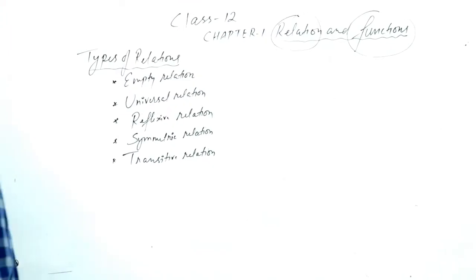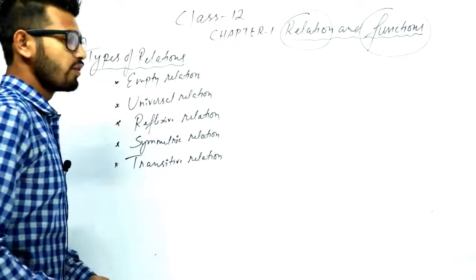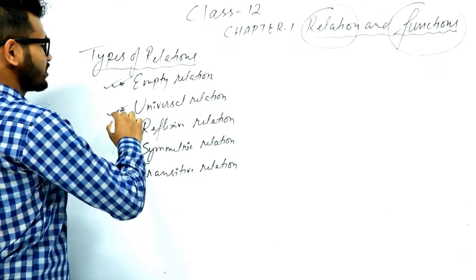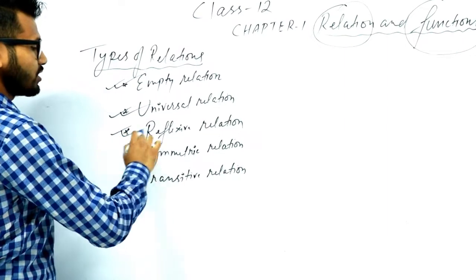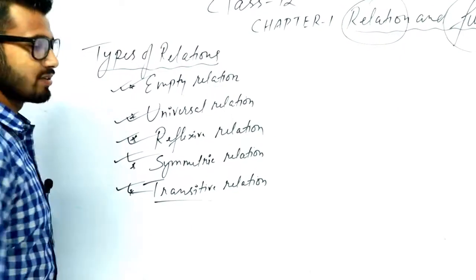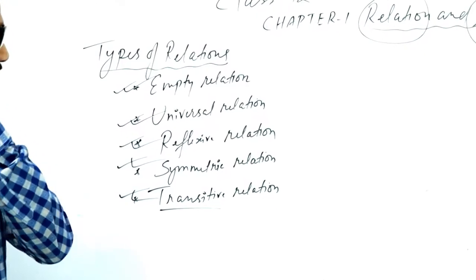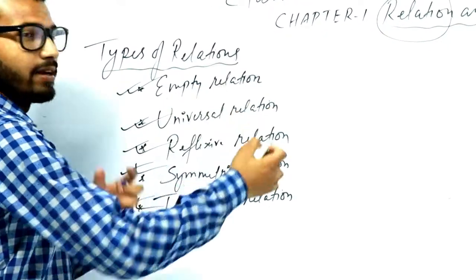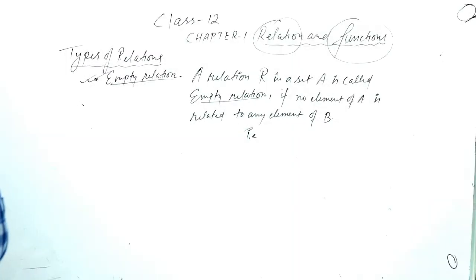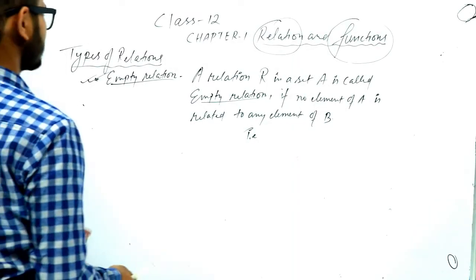Here are the following types of relations that we are going to study. The first is the empty relation, next is the universal relation, third is the reflexive relation, fourth is the symmetric relation, and fifth is the transitive relation. For better understanding, let me explain each and every term with a proper definition. Here goes the first type of relation, that is the empty relation.